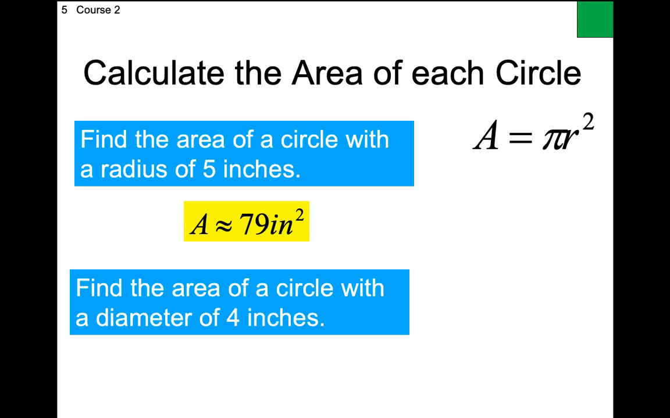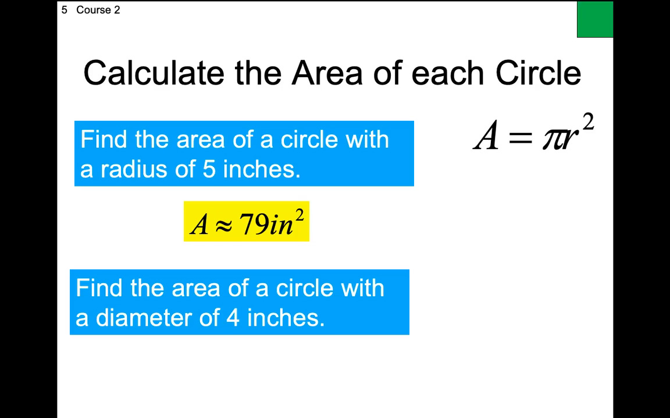What do we need to plug into the formula? Two. We need the radius. What's the radius? Two. So once again, I need A is equal to pi times 2 squared. That's what you type into your calculator. And if you do that correctly, you darn sure aren't going to get 50.